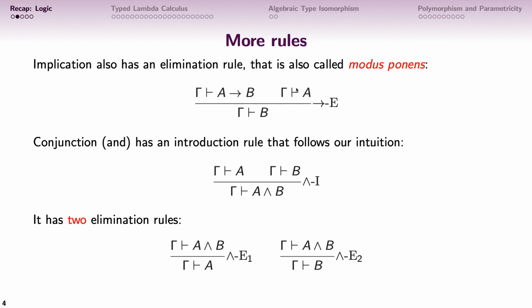So if you have two judgments on the top of this horizontal line, that's saying that you need to prove both of these things in order to prove the thing on the bottom. So we say if you can prove A implies B from your assumptions, and you can prove A from your assumptions, then you can just prove B from your assumptions. You don't need the A implies anymore.